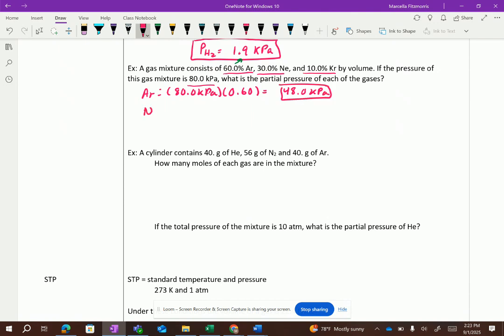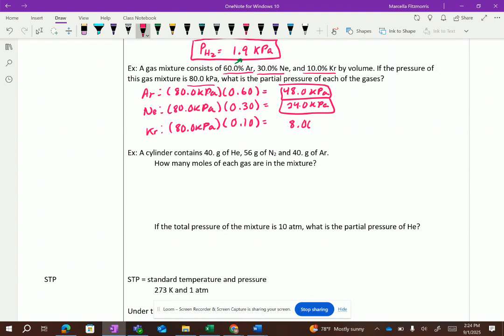Now this one. Cylinder contains that many grams, and that many grams. What's the moles of each gas? Well, that's pretty easy. 40.0 grams of helium. Quick stoichiometry, 4.0 grams of helium in 1 mole of helium. And I get 10 moles of helium.